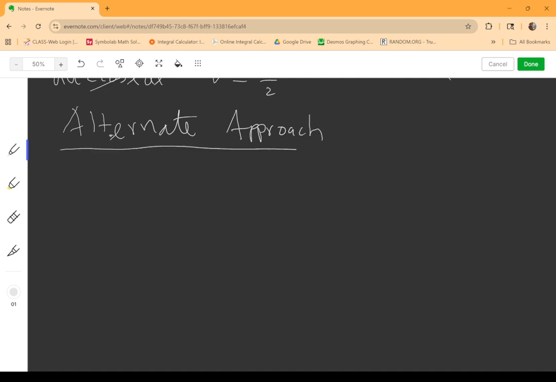But here's what I do. This is the way I was taught when I took this class, second semester calculus. So, an alternate approach. When I get an integral like x sine of x dx, instead of thinking of u dv, I think of setting up this table.